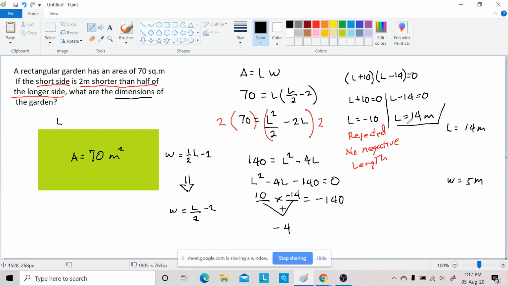Okay, and since we have now 14 meters, we can use this to solve for W. W is equal to L per 2 minus 2. W is equal to 14 over 2 minus 2, which gives us a width of 7 minus 2, which is 5 meters, and that is our answer, meaning these two answers given to us a while ago are correct.